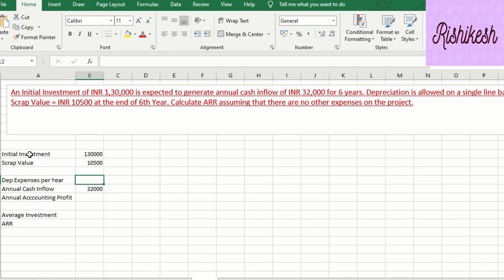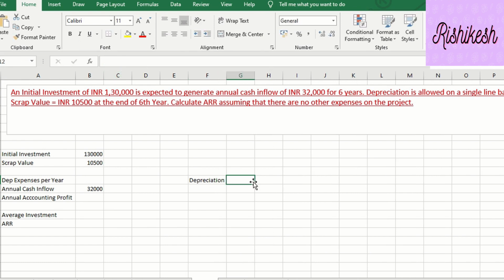Now, can we calculate depreciation expenses per year? Yes, we can calculate it over here. If I have to calculate the depreciation, the overall depreciation will be given by the value of that equipment, the investment on which it was bought, minus the scrap value of it. That is the total depreciation that I will have. And this entire depreciation is spread over a period of 6 years.